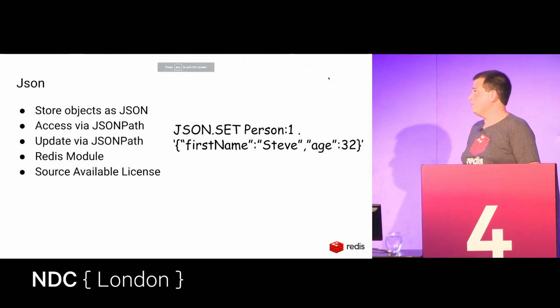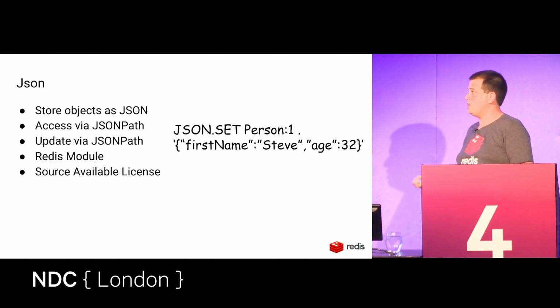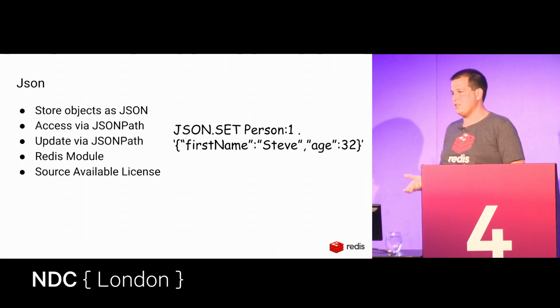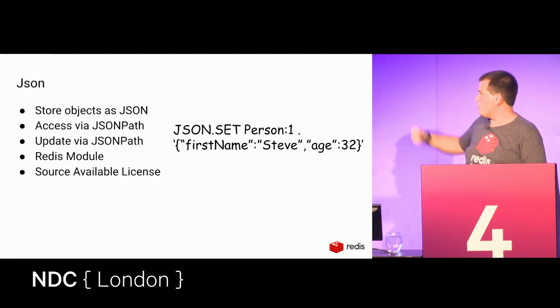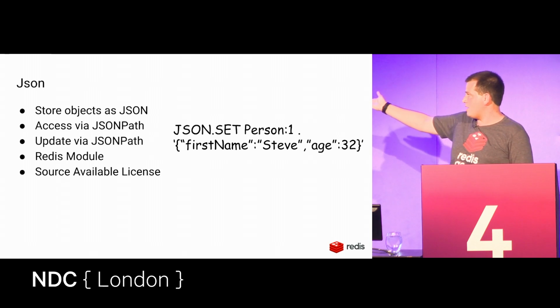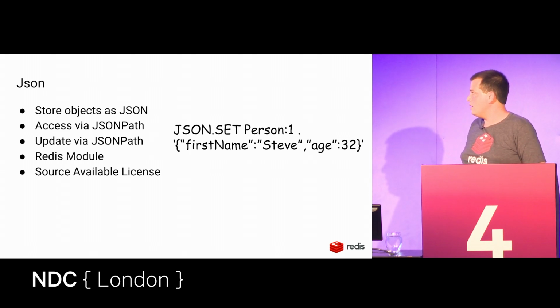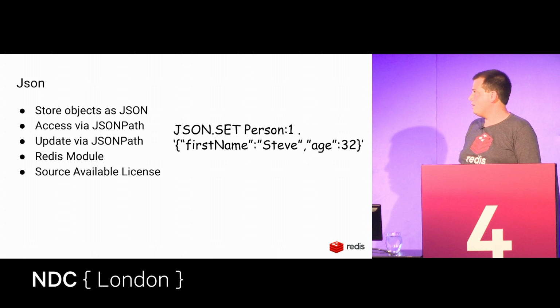Then we get to JSON, which is similar conceptually to a hash, but you're storing JSON objects in Redis. And the really nice thing about storing JSON in Redis is that you can access the things within it and you can update the things within it via JSON path. So for example, right here, I'm doing JSON.SET person:1, and I'm passing in this JSON object, which is just me, first name Steve, age 32. And you can actually update and query this by a path.